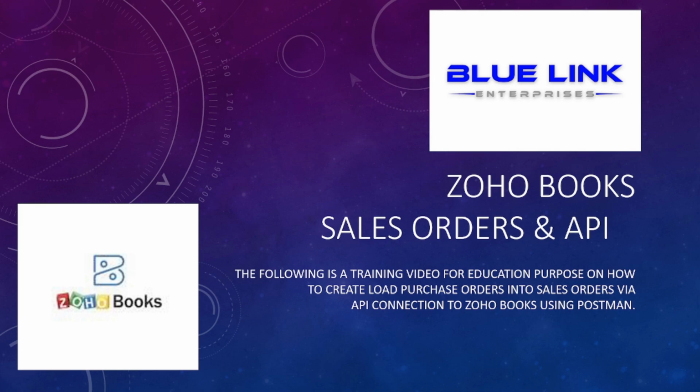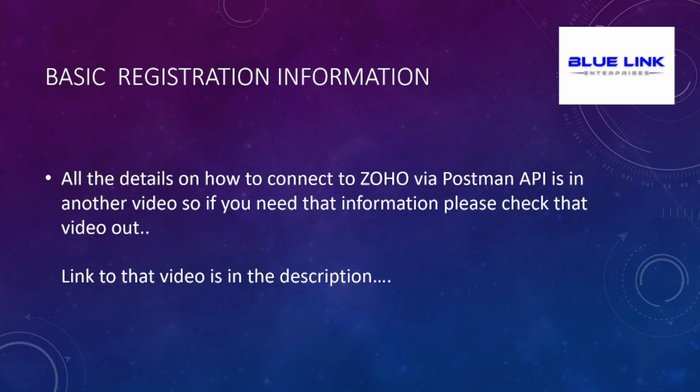Today we're going to be talking about ZOHO Books and the sales order aspect of it, and utilizing the API functionality to push and pull data into it. The information on how to do the API using Postman: I already did a YouTube video on how to do the basic registration information, and all the details you can find in the previous videos in order to learn how to create an OAuth token and connect via API.